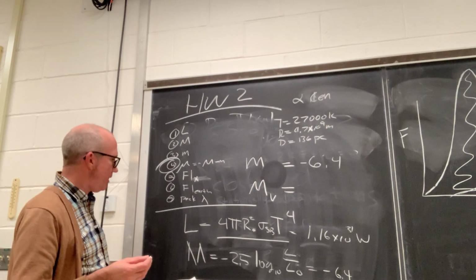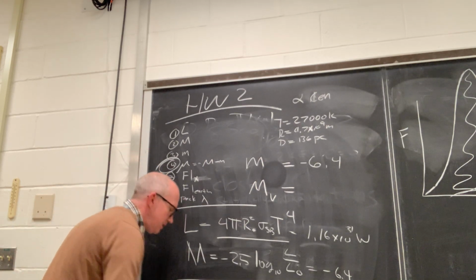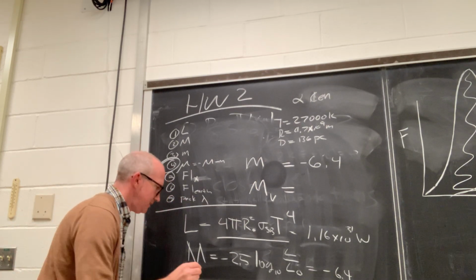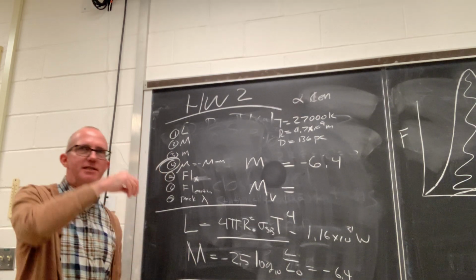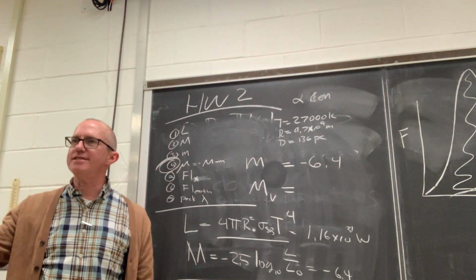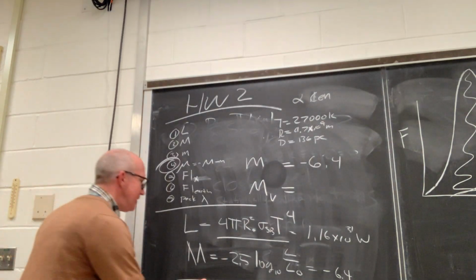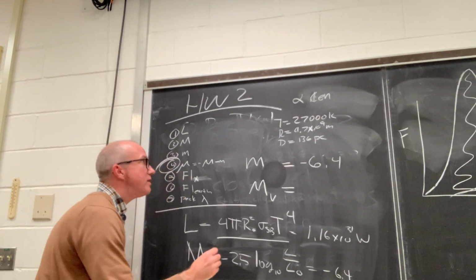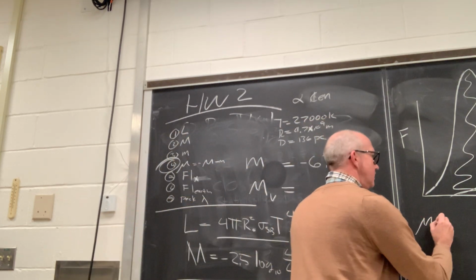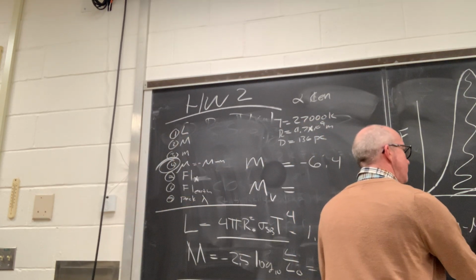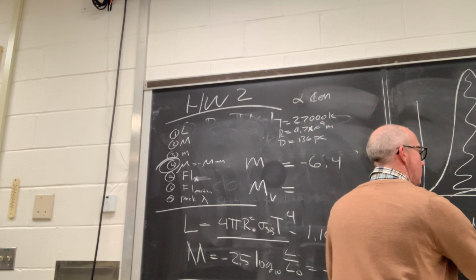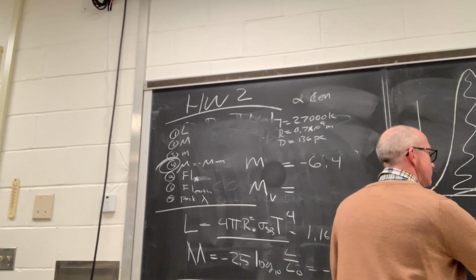Little m. As I was flipping through, I got to the first person's answer and it was little m minus big M. I wrote it wrong, didn't I? So the distance modulus mu is little m minus big M, equals 5 times the log base 10 of d over 10 parsecs.